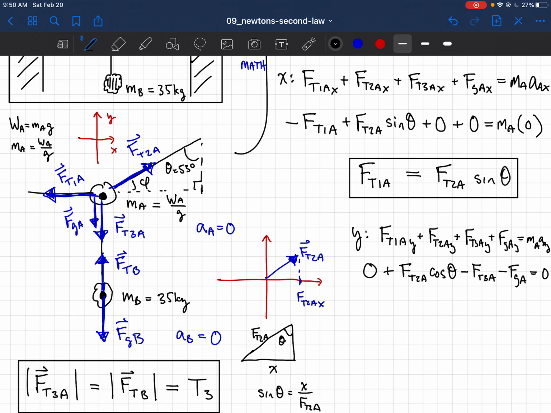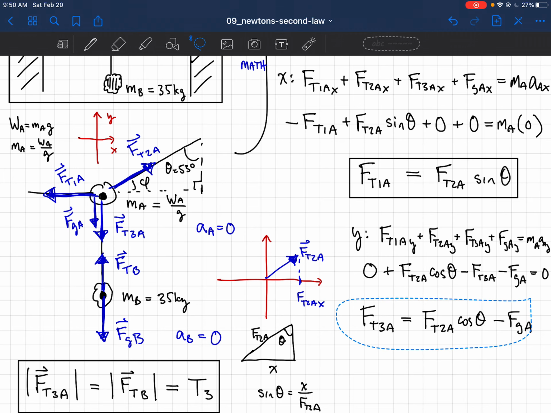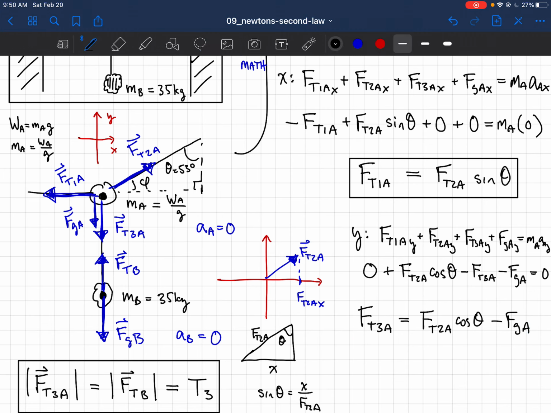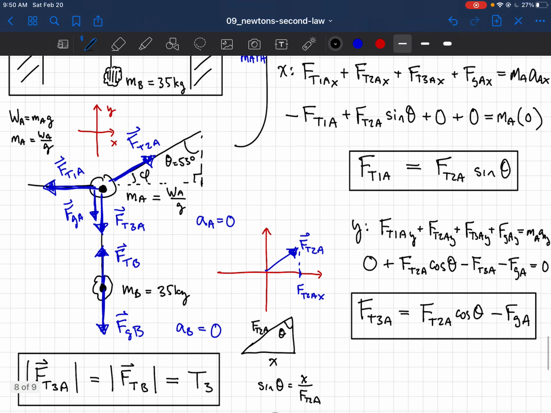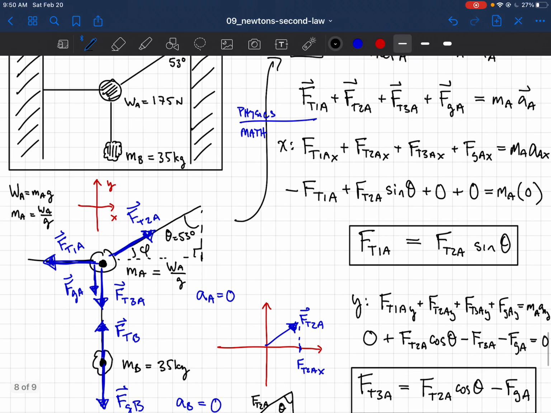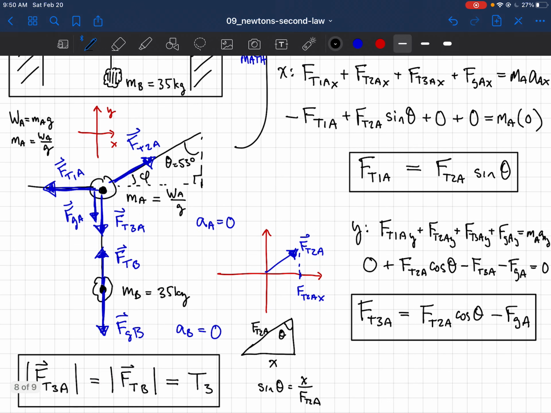So our second boxed equation, I don't know what's the best way to write it, but we can write F_T3 is equal to F_T2 cosine theta minus F_gA. Okay, second boxed equation. We're not ready to solve it yet, I don't think, because we still have too many unknowns.